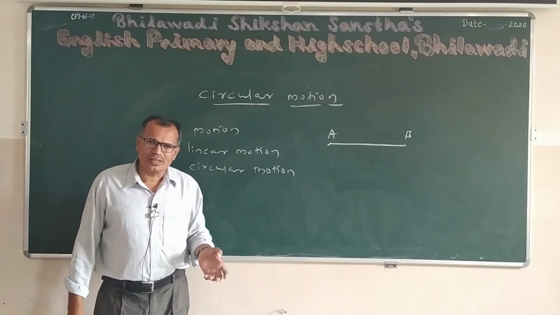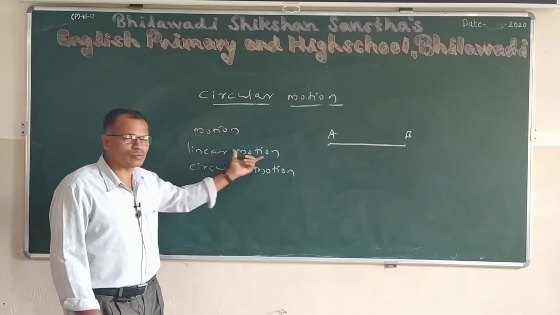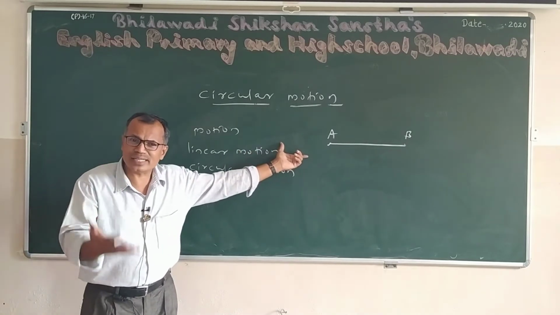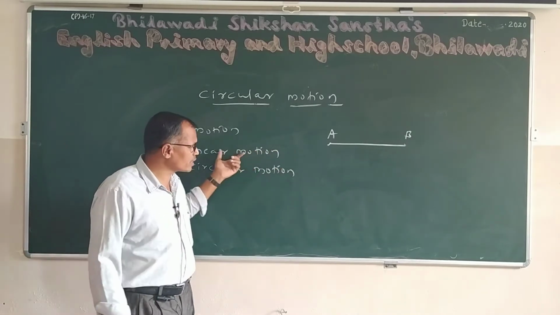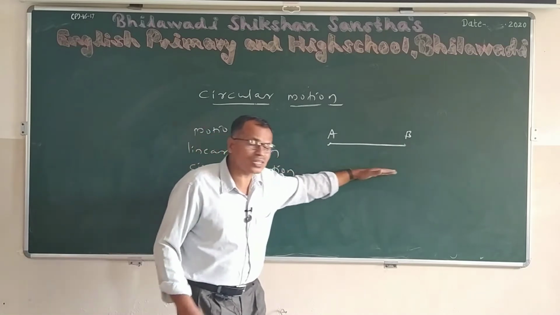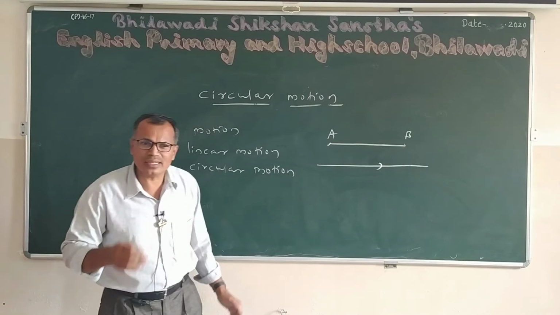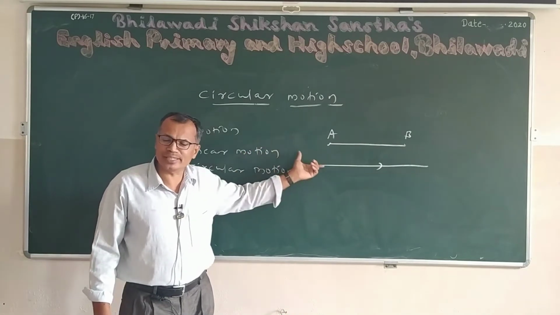Dear friends, in the previous year we have seen the linear motion. Now what is meant by linear motion? It is also called a translational motion. That is, in this case, the particle travels along a straight line. Motion is along the straight line. It is also called a translational motion or the linear motion.